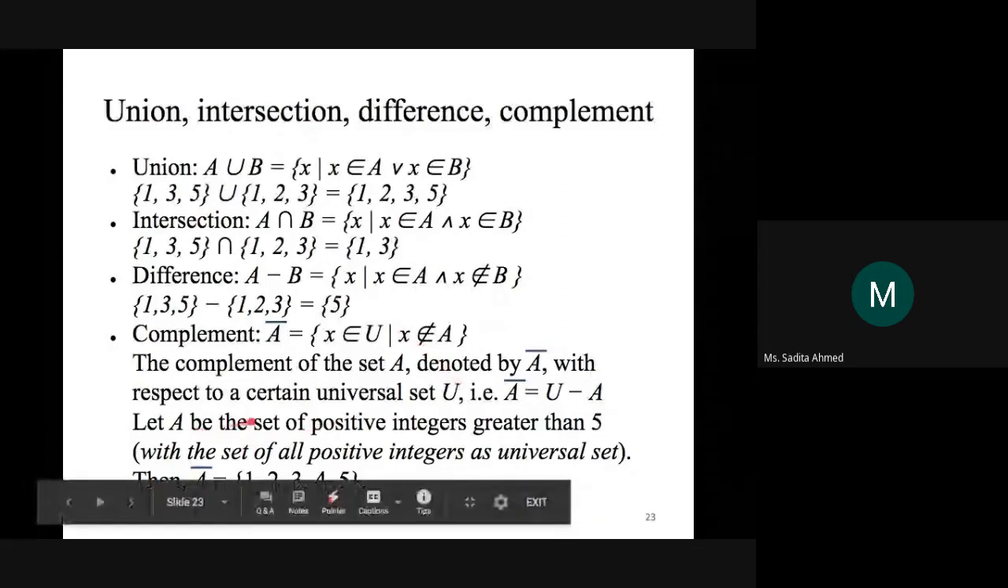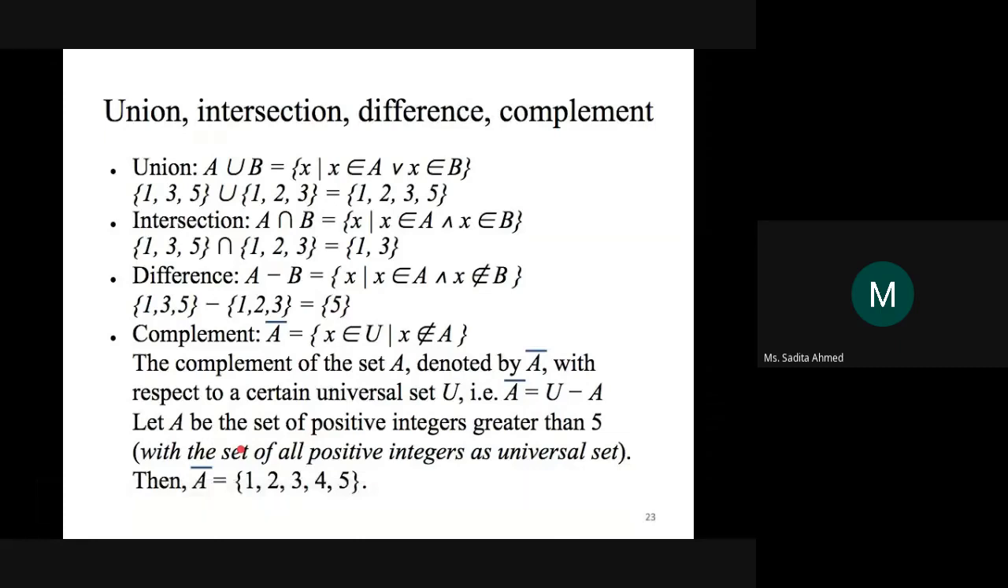Okay, so here, let's look at an example of a complement. Let's say the set A contains all positive integers greater than 5. So the elements that you would have in the set A would be 6, 7, 8, 9, and so on until infinite. And the universal set is assumed to be the set of all positive integers.